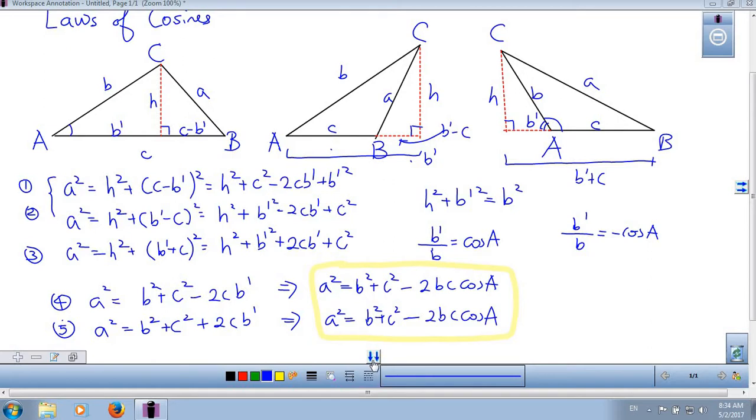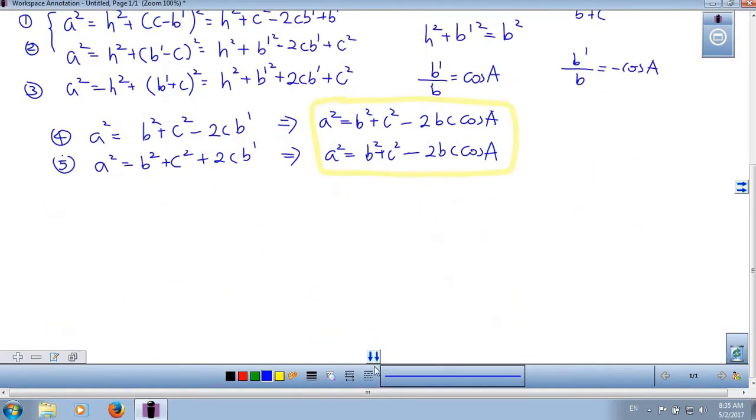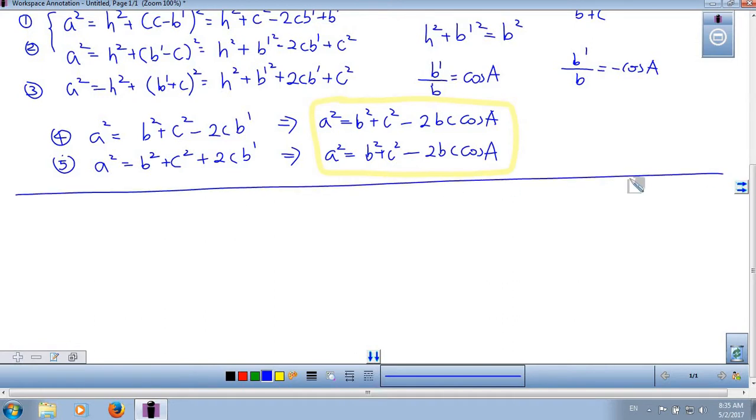Okay, I'm going to go ahead and keep going. Let's go ahead and summarize the law of cosine. Now this law of cosine would apply to all three sides. So here we're saying that the square of any side of the triangle is equal to the sum of the squares of the two other sides minus twice the product of those two sides multiplied by the cosine of the included angle.